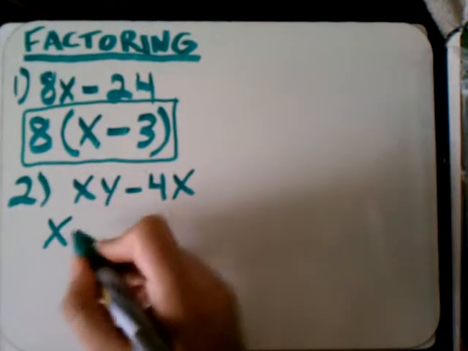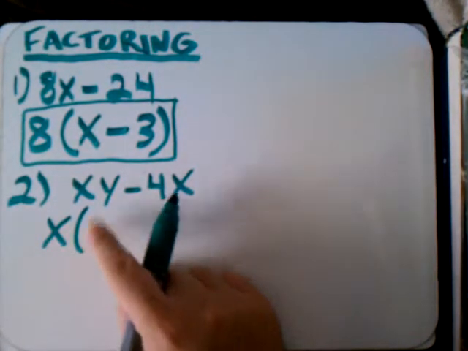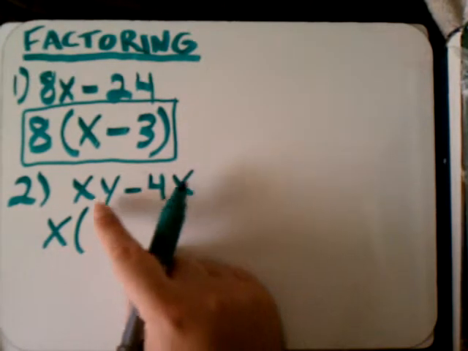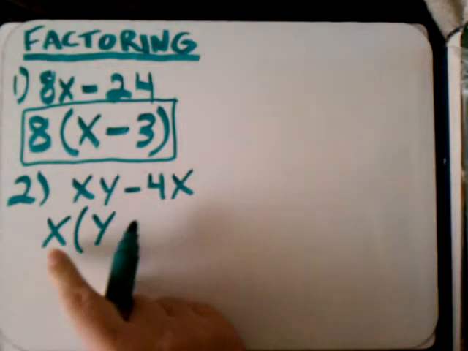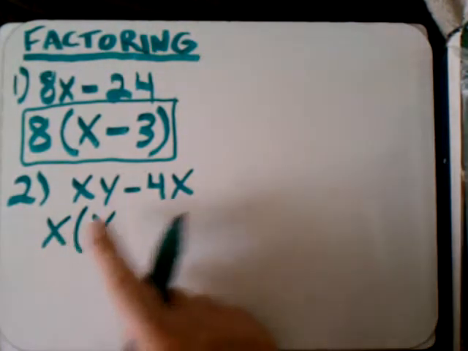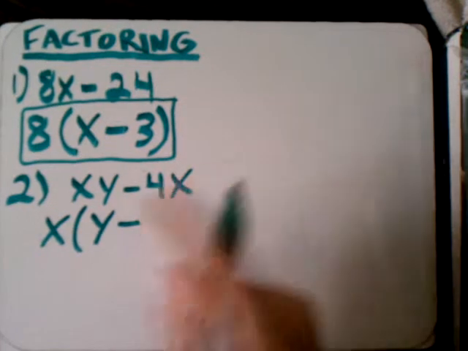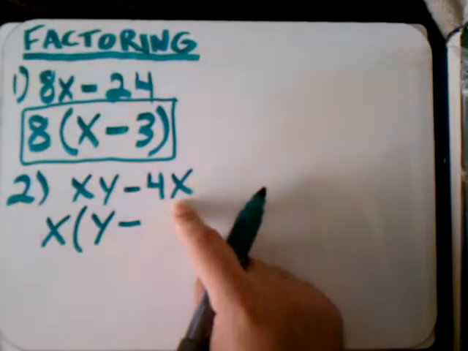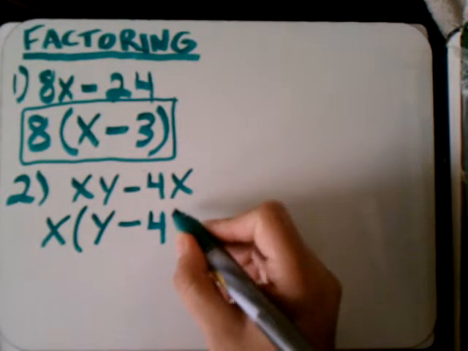So write x, open parenthesis, and then again you say x times what is going to give me xy. Remember, two letters, when you multiply, you just put them together. So x times y. When I multiply x times y, I get xy. And then this is positive, and negative 4x is negative, so I know it's going to be negative. X times negative what gives me negative 4x? Well, I'm just missing a 4, so you only need a 4 here.